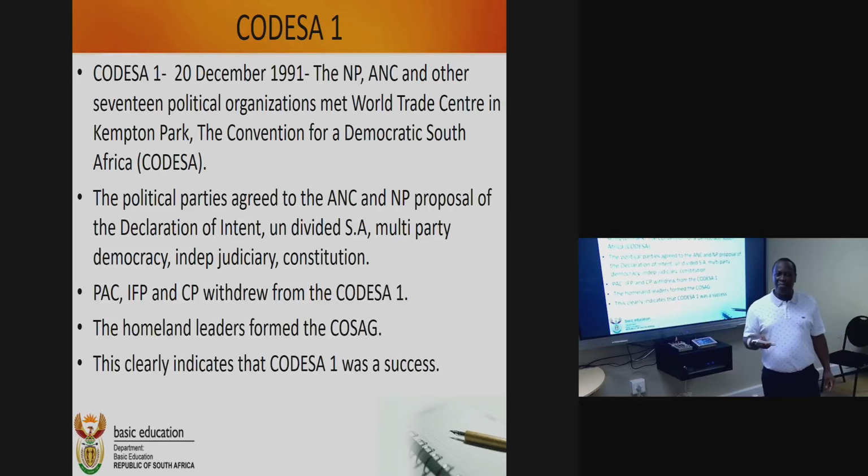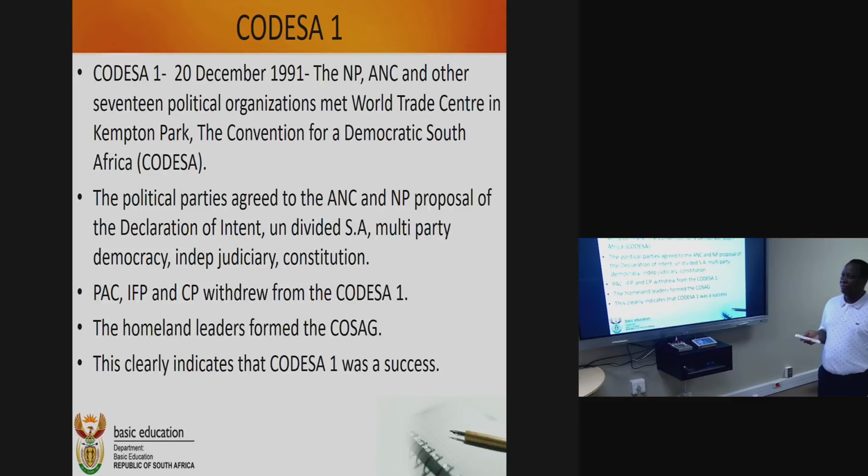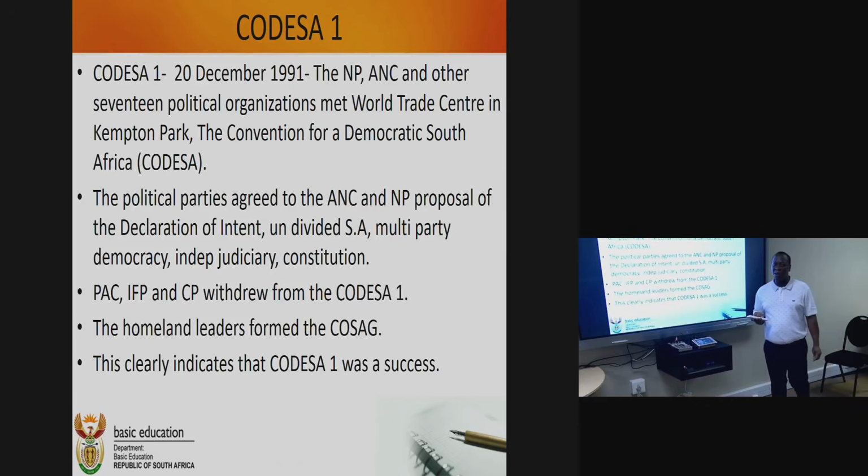However, there are other political parties which did not join CODESA I. For example, the PAC, the Inkatha Freedom Party and the Conservative Party withdrew from CODESA I for their various reasons. The PAC felt that the negotiations must happen outside the borders of South Africa under the members of the United Nations. They felt that they were not going to participate if negotiations were held here in South Africa with no United Nations chairing them. So that's why the PAC did not participate.